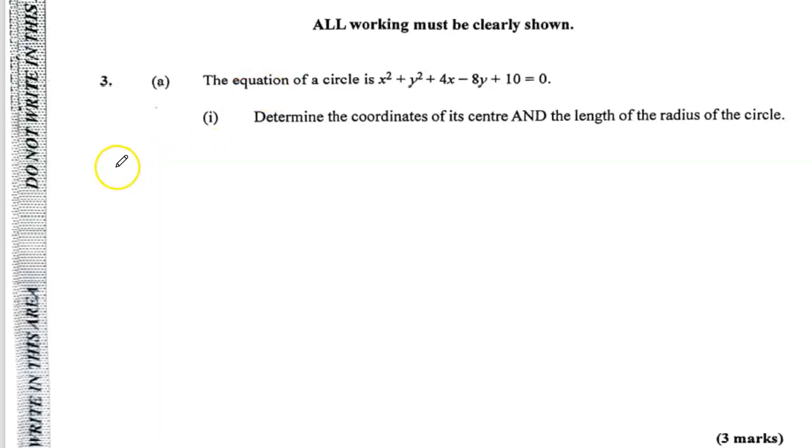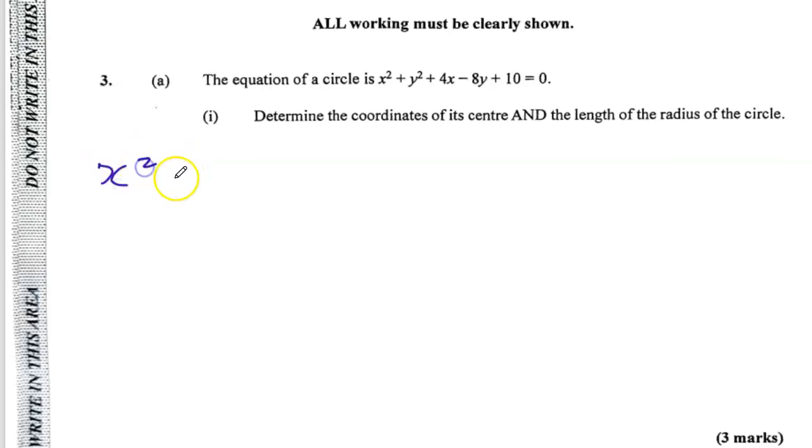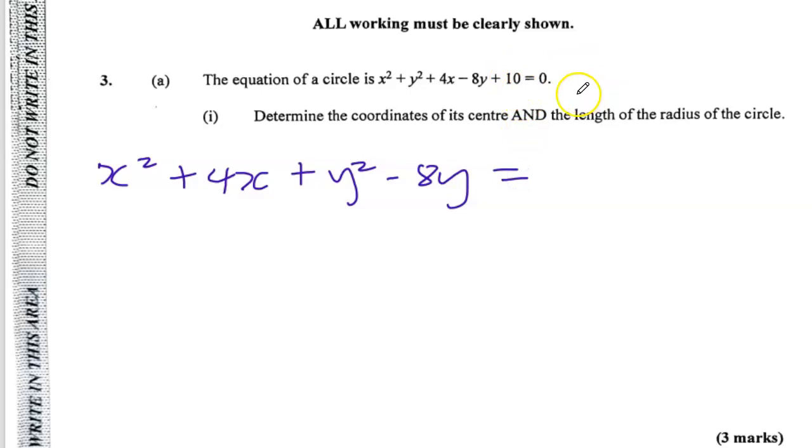So let's rewrite by grouping. So x squared plus 4x plus y squared minus 8y. And I'm going to subtract the 10, subtract 10 from both sides right away. So I minus 10, I'll end up with that over here.